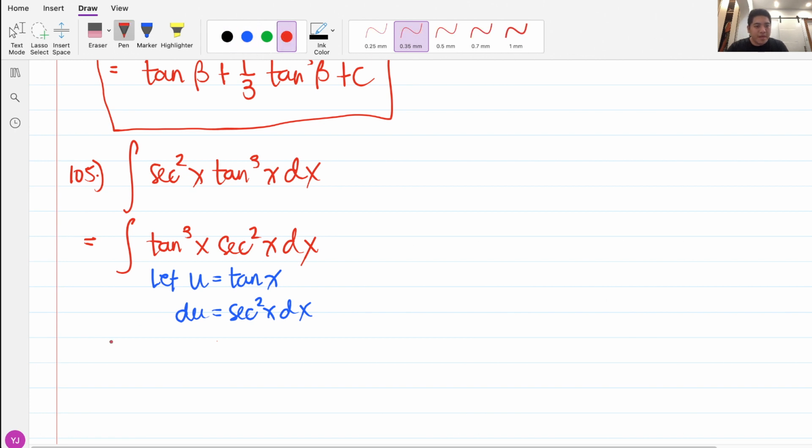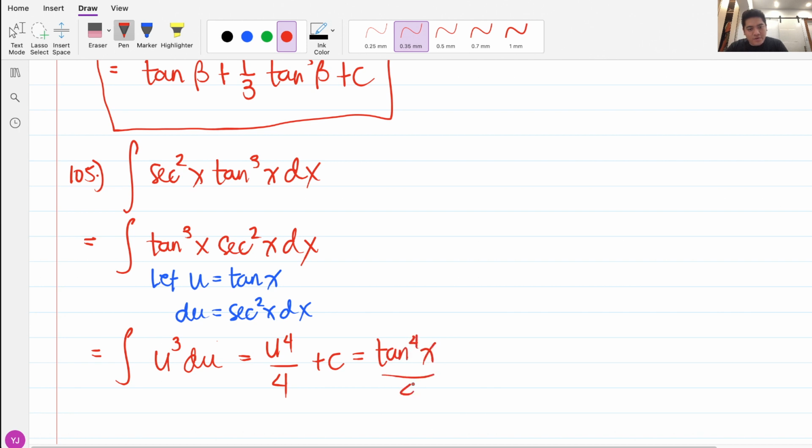So now we can simply let u. We have u raised to 3 because of the cube here, and simply we have the du here. So simply that would be u raised to 4 all over 4 plus c, and then we have tangent raised to 4 of x all over 4 plus c. So this will be our final answer for this simple integral in the power of secant and tangent.